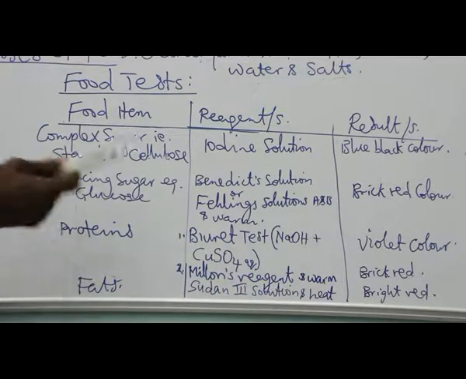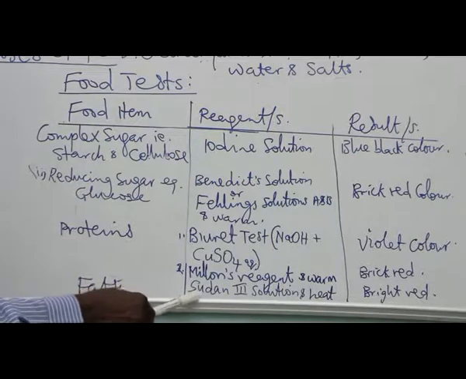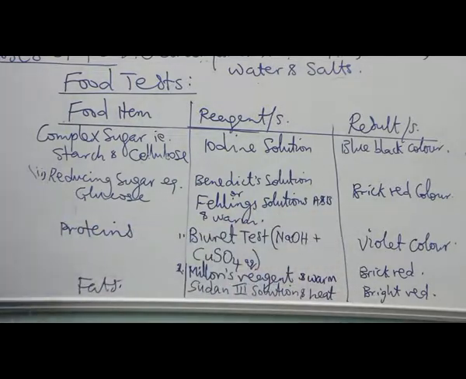So we have others like the xanthoproteic test, where you use ammonium solution to test for an amino acid. Then we have another type of food, the lipid, the fat and oil. We have two tests too, but the popular one is mixing the food item with Sudan 3 solution and heat. You have bright red coloration.